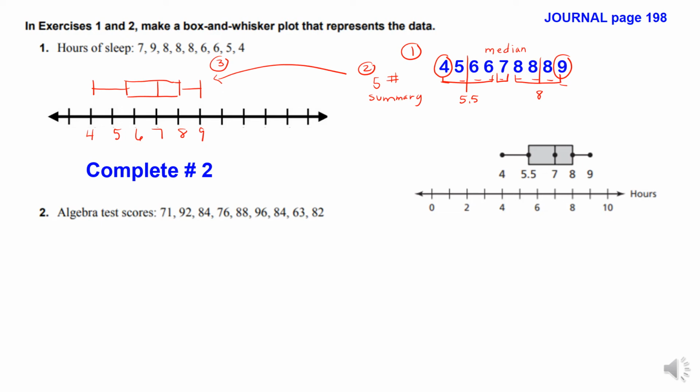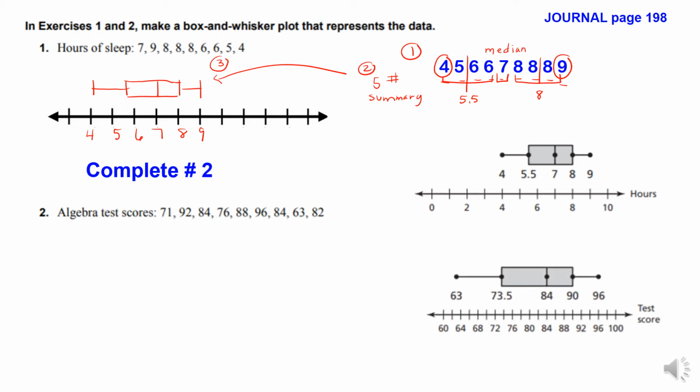Okay, so here is what you should have come up with, and you can see here's your 5-number summary. So make sure that your numbers match the 5-number summary. If it doesn't, you need to ask questions. Remember, first thing you're going to do is put them in order. Okay? Alrighty.